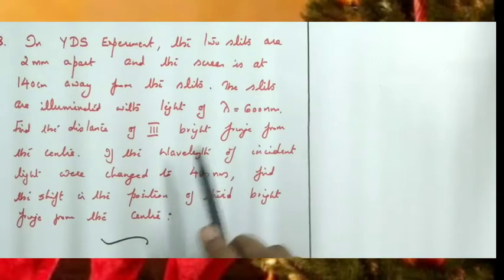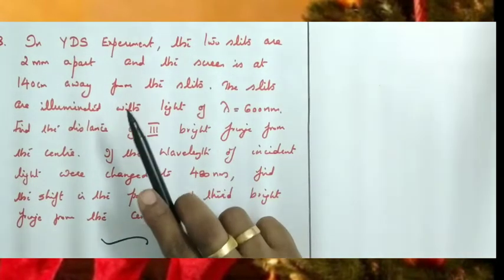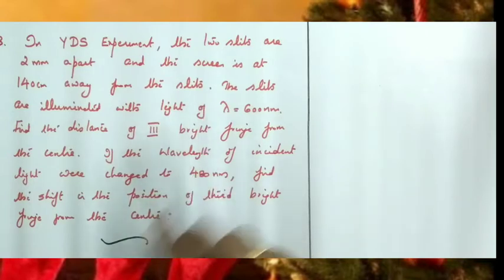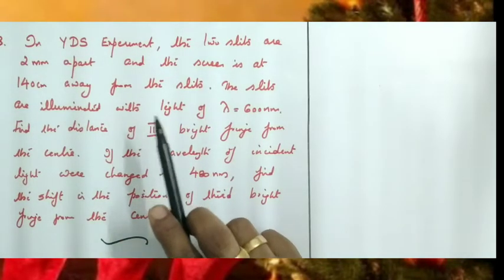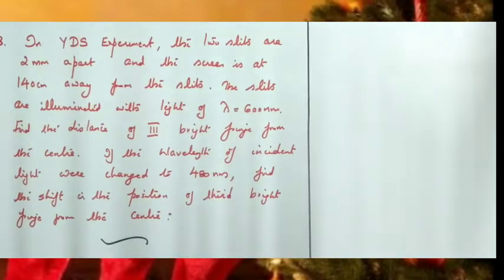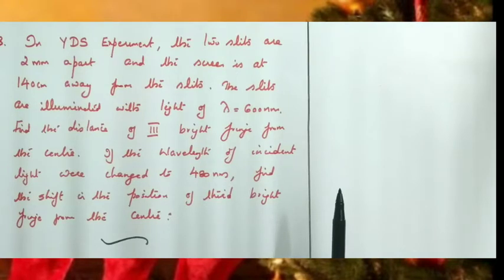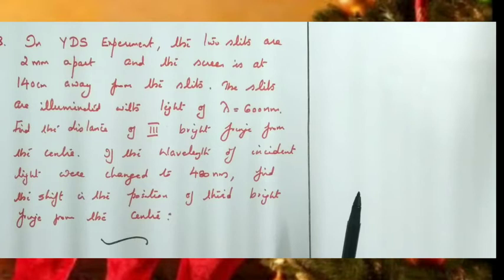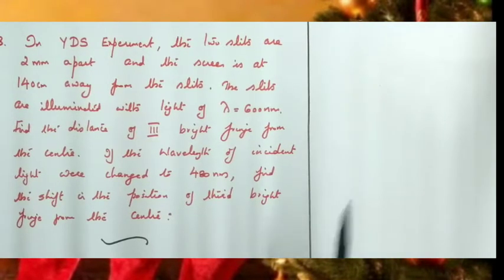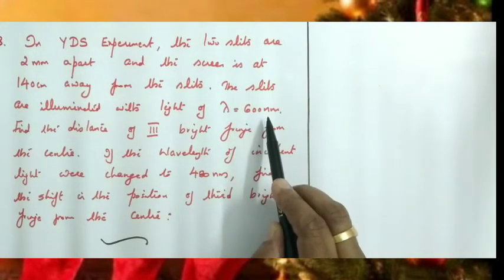In Young's double slit experiment, the two slits are 2 mm apart and the screen is at 140 cm away from the slits. The slits are illuminated with light of wavelength 600 nanometer. Find the distance of the third bright fringe from the center. If the wavelength of light were changed to 480 nanometer, find the shift in the position of the third bright fringe from the center. Okay, so first wavelength is 600 nanometer.